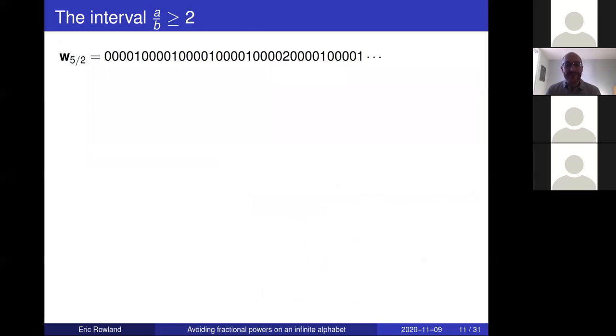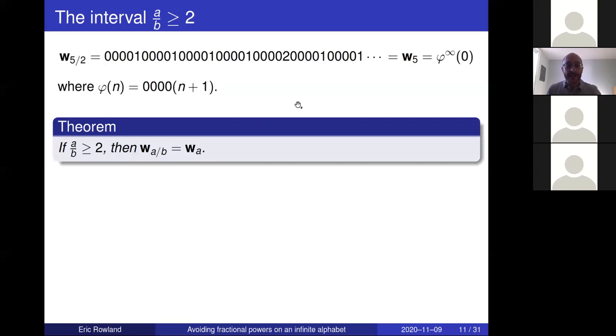So let's talk about large rationals, which for purposes of this talk means greater than or equal to 2. So W 5/2, this is the lex least word avoiding 5/2 powers. This looks like this: 0, 0, 0, 1, 0, 0, 0, 1, etc. It looks like we should be able to write down a morphism for this word fairly easily. It turns out this is exactly the same as W 5, the word that avoids 5th powers. So this was covered in Mathieu and Jeff's paper. It's generated by this morphism.